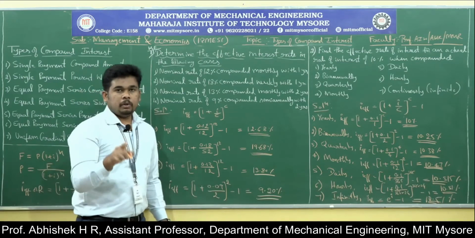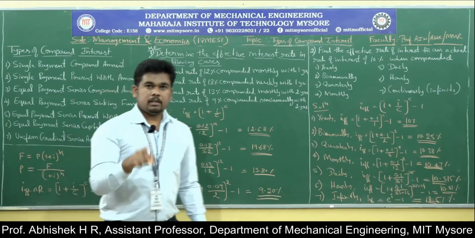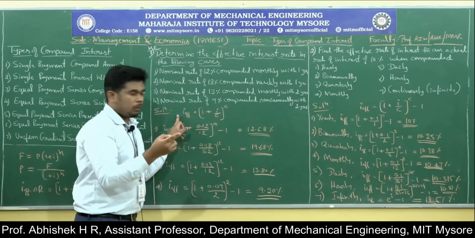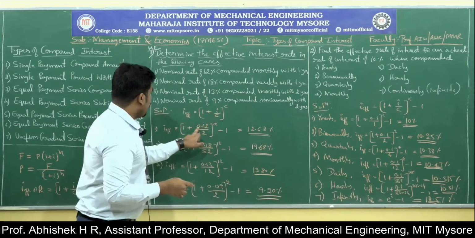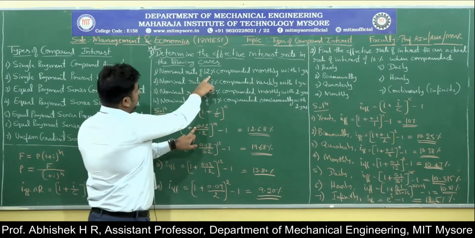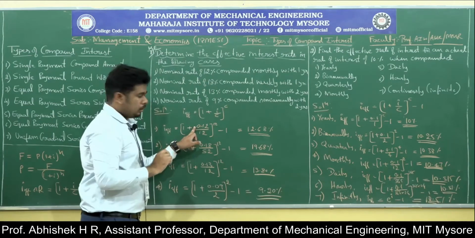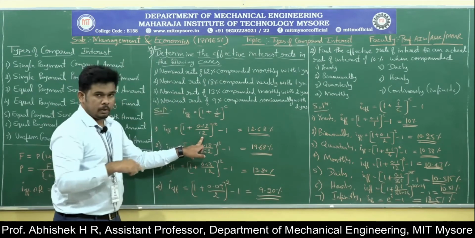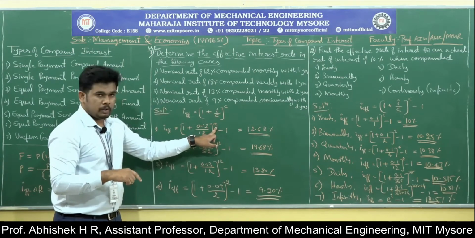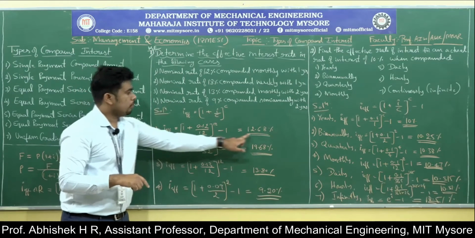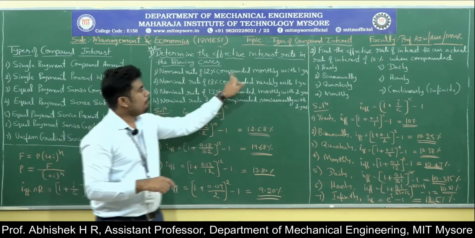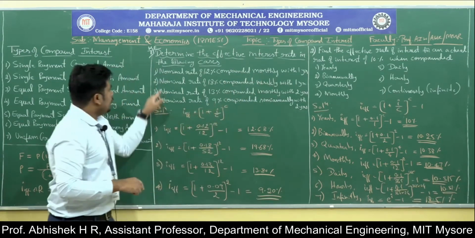We know that we are going to consider the effective rate of interest within a year. So if it is compounded monthly means 12 months. So in place of i, the nominal rate of interest 12%, 0.12 divided by C, compounded monthly means 12. Here also in place of C put 12, so we will get 12.68%. This is for compounded monthly.